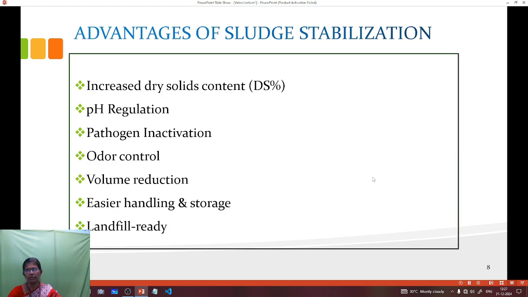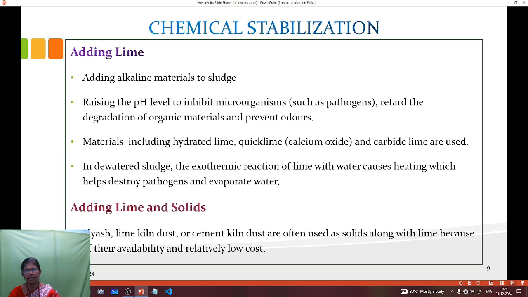First of all, the advantages of stabilization. The solids content can be improved by decreasing the water content, the pH can be regulated, pathogens can be inactivated, odor can be reduced, and the overall volume can be reduced. After stabilization, the sludge is easy to handle and store, and finally it is ready for placing in landfills. That is the final disposal.